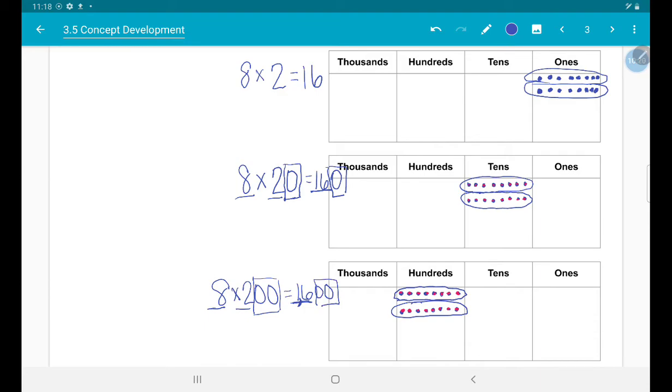Okay, I have a question for you. Could I have also, instead of making 2 groups of 8, would it have gotten me the same value if I would have made 8 groups of 2? Yeah, of course it would have. So it doesn't matter which way you make your groups or how many, as long as you represent one of your factors as the number of groups and the other factor the number that's in each group.